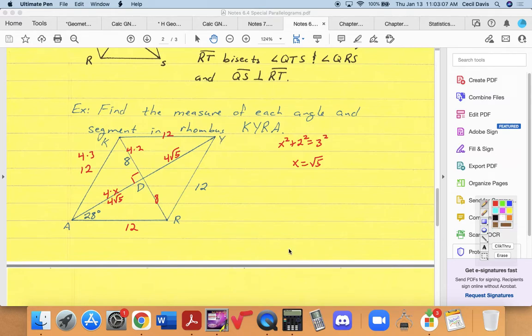Let's do the angles. Savannah, you wanted to do several. Yes. KAD, KYD, and RYD are all 28. Exactly right. What else do we know? Yes. All of the angles in the middle are 90. Yeah, all the angles where the two diagonals meet are right angles.